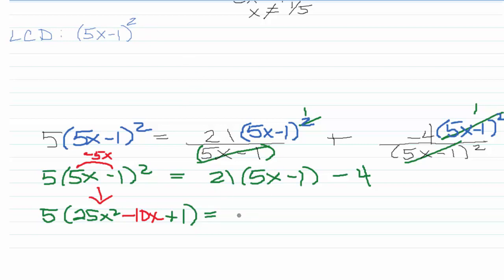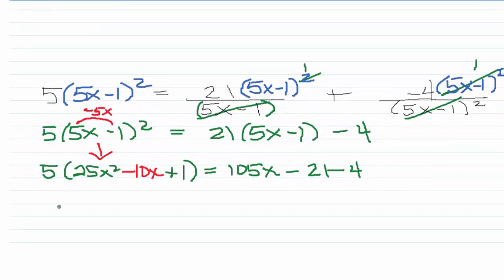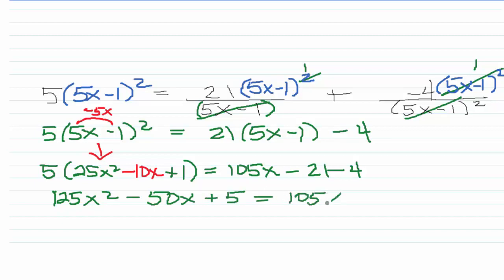On the right, we want to distribute through the parentheses. So this is going to give you 105x minus 21 minus 4. Now that was on the right. Now on the left again, we're going to have to distribute through the parentheses here as well. So 5 times 1 times 25 is 125x squared minus 50x plus 5 equals 105x minus 25.